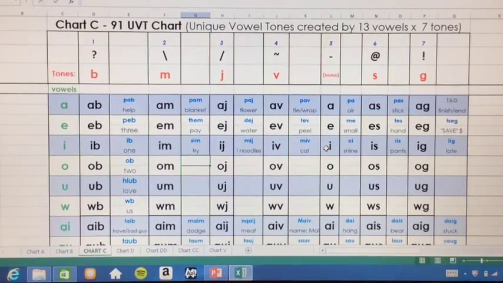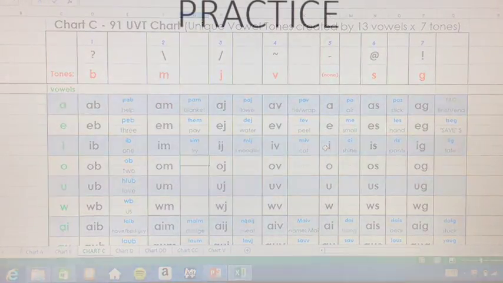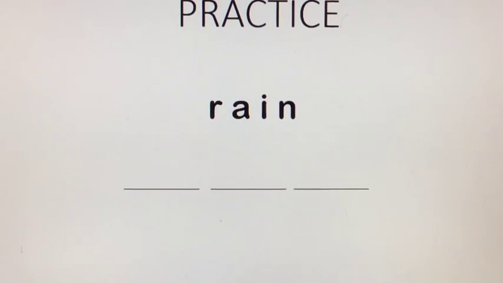Let's go and do one more practice. Let's say we want to write the word rain, or na, in Hmong. We know that most Hmong words have a consonant, a vowel, and a tone letter. The consonant we can easily figure out. Na, N is the consonant.